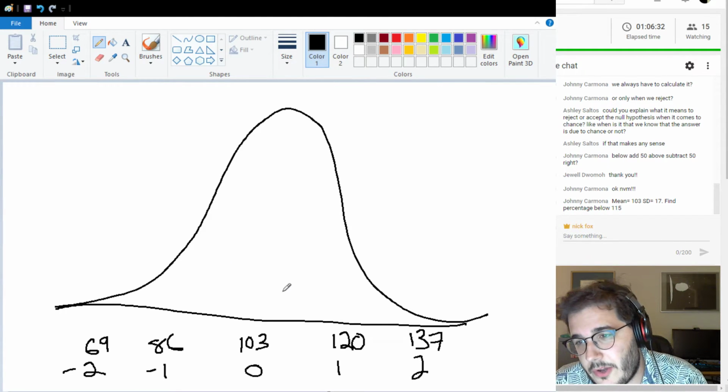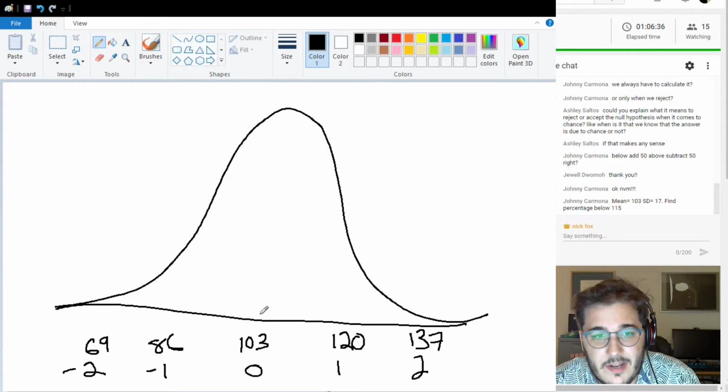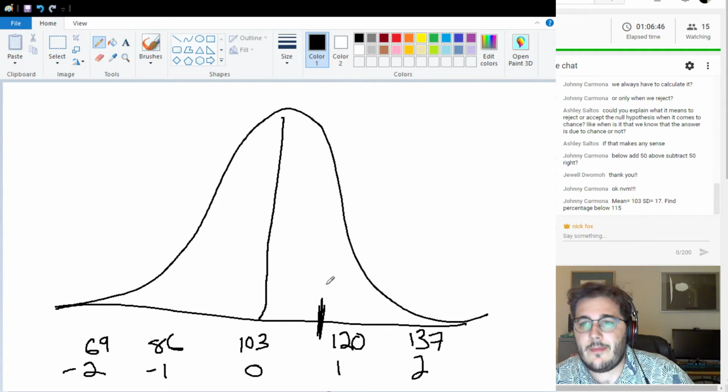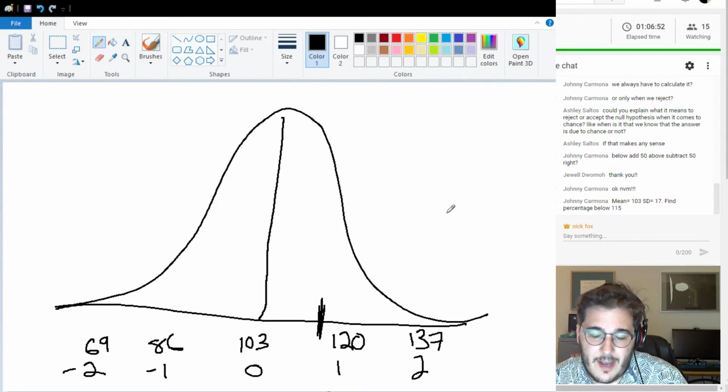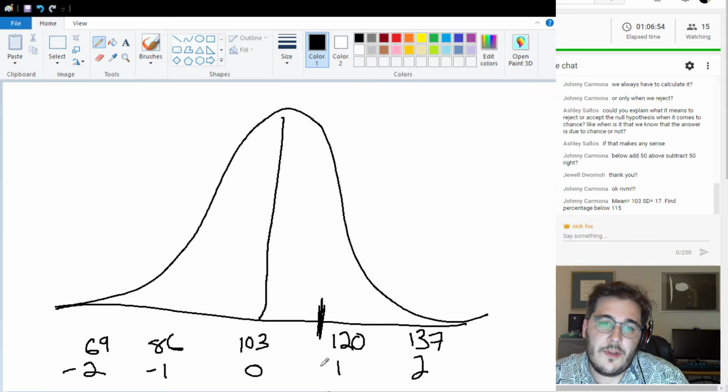Okay, and so the question's asking, find the percentage below 115. Okay, so 115 is almost 120, right? So first, and I always recommend that you draw a distribution when doing a question like this, because now you know, right off the bat, that your z value of interest is going to be less than 1. It's somewhere positive and less than 1.